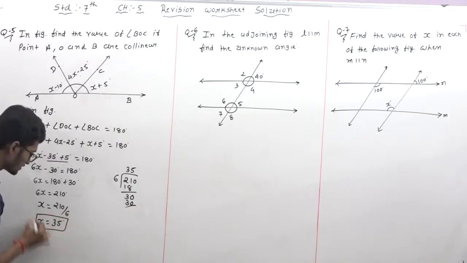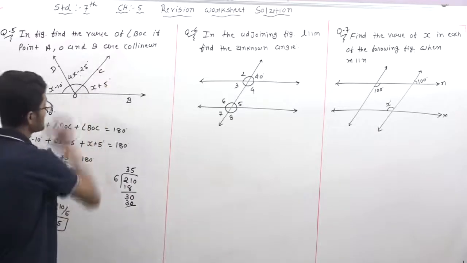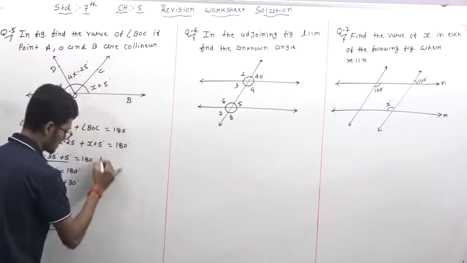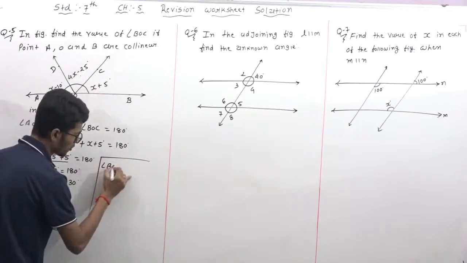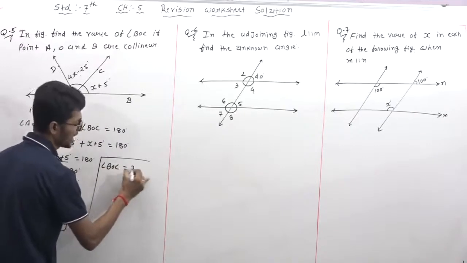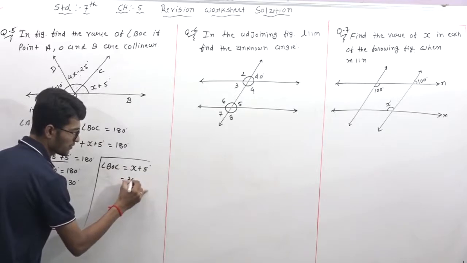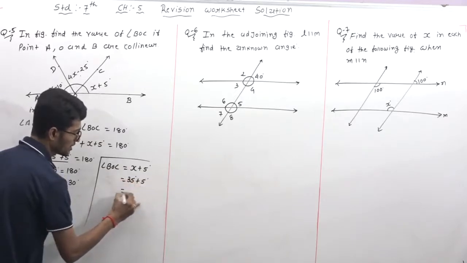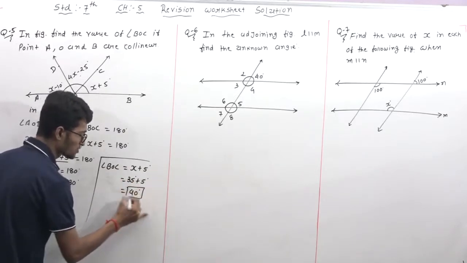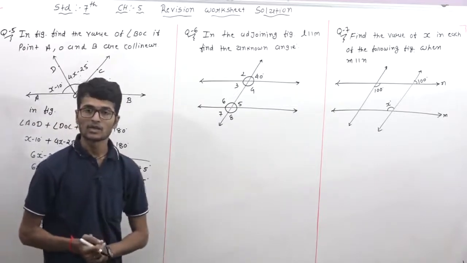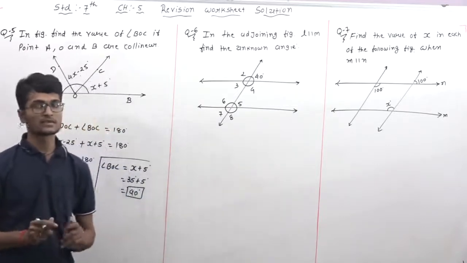So the x value is given, this one is 35. Now put it in this angle. So angle BOC is equal to x plus 5. Now the x value is 35, plus 5. 35 plus 5 means 40. So angle BOC is equal to 40 degrees. So understand the first question, clear.